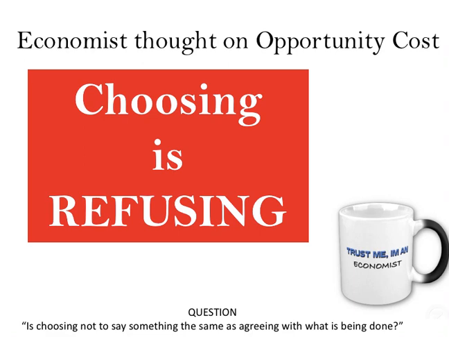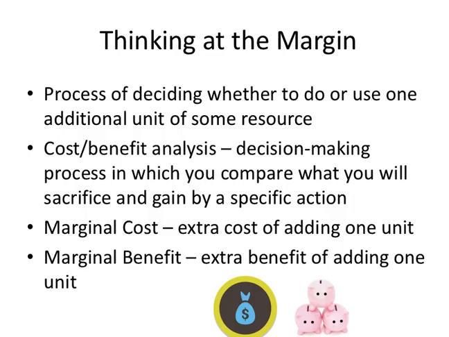Next, we have something called thinking at the margin. So the whole process that we looked at a couple slides ago is the process of deciding whether to do or use one additional unit of some resource. This is known as a cost-benefit analysis. This is used on a personal level, in business, and in government. This is the idea that you compare, like a pros and cons list, trying to figure out all the pros and all the cons.